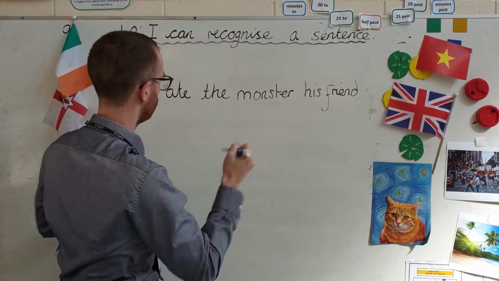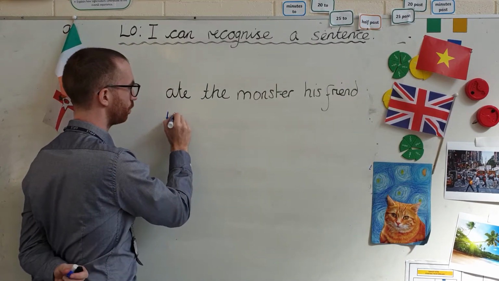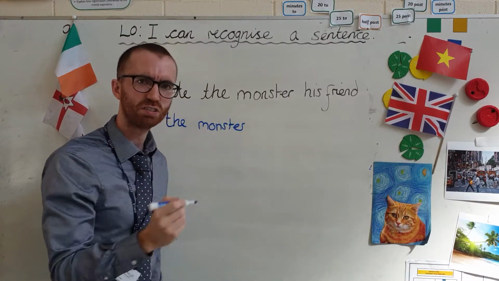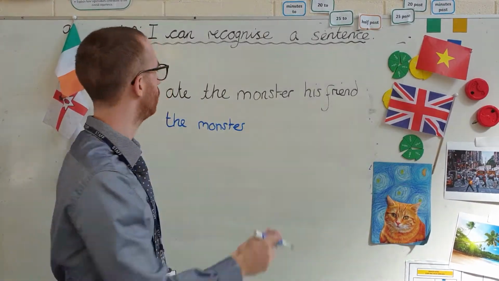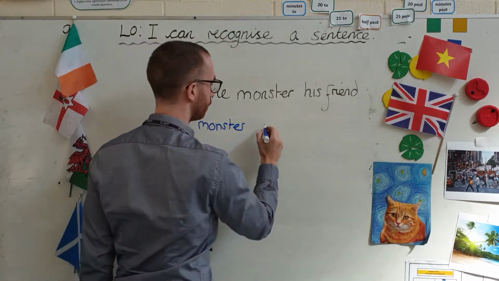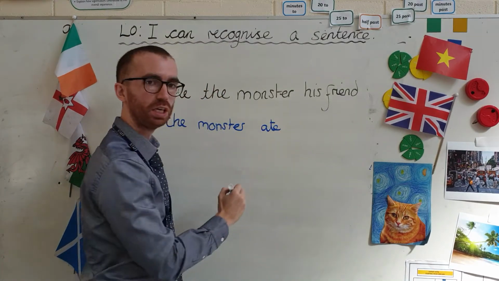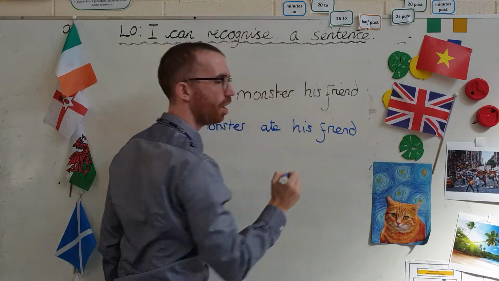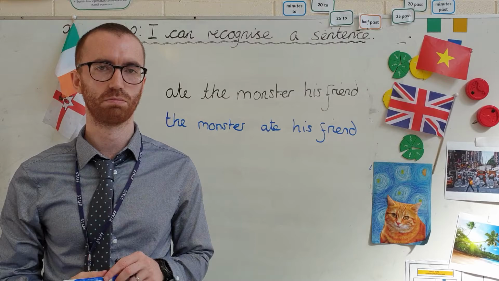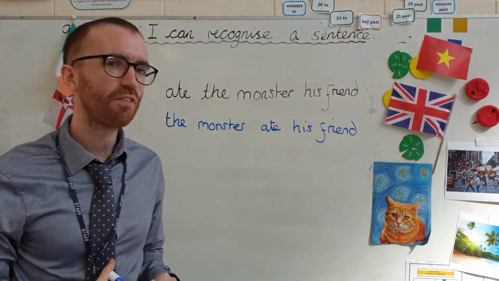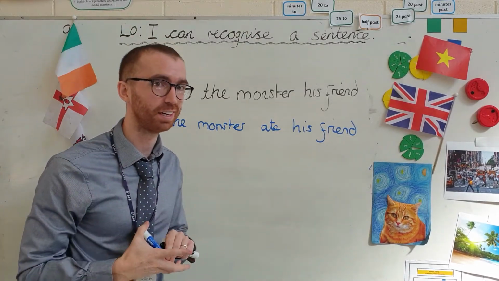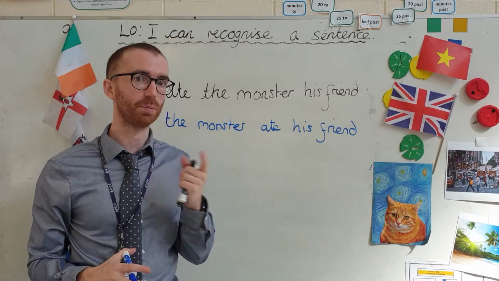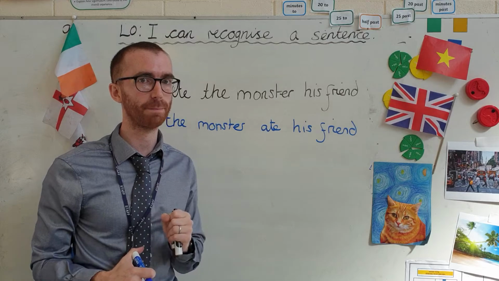So I've got here to start my sentence, the monster. The monster, his friend? No, the monster ate. What did it do? The monster ate something. The monster ate. Who did he eat? His friend. Okay, I've got a sentence. Well, I've got a sentence if I was saying it, but if I was writing it, I still don't have a sentence. Could you think, there's two big problems with this? If you pause, what are they?